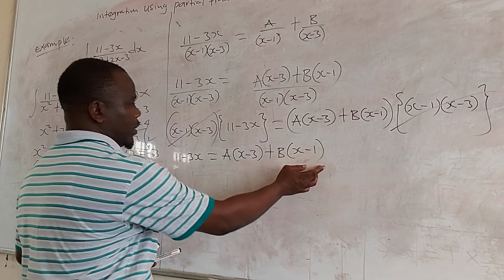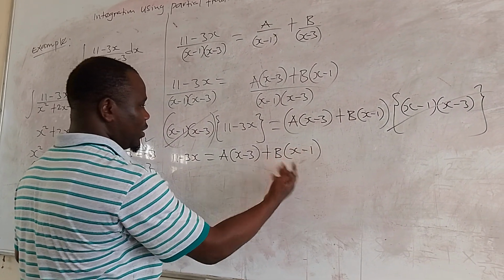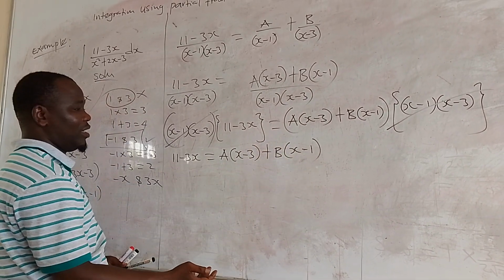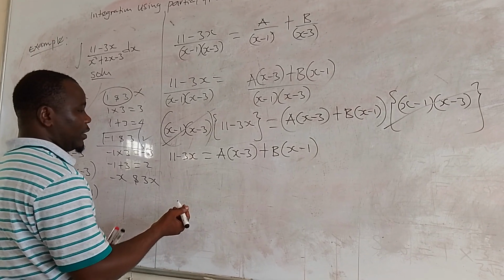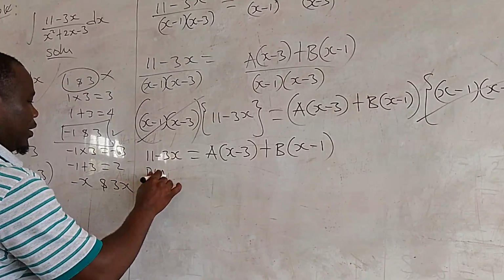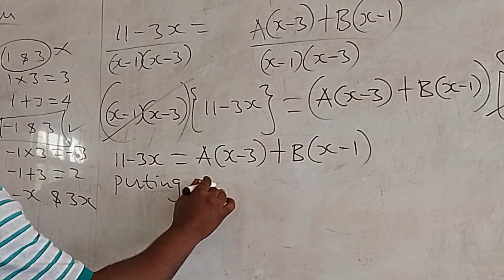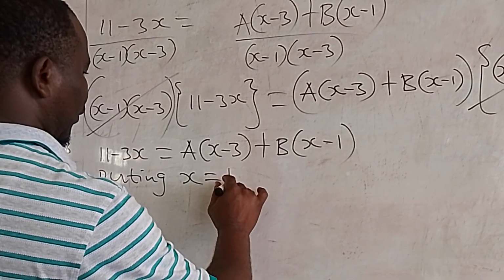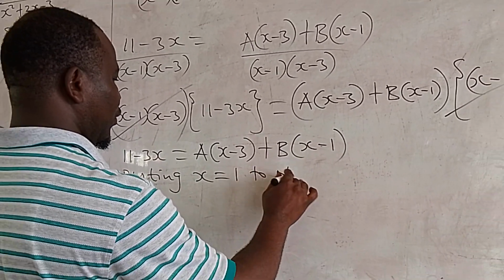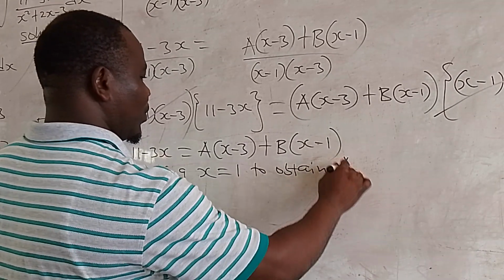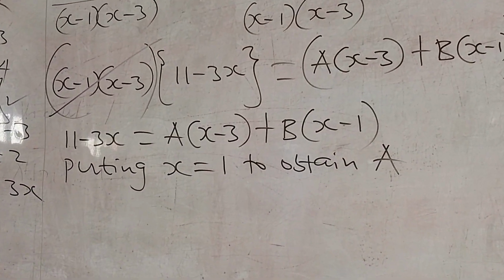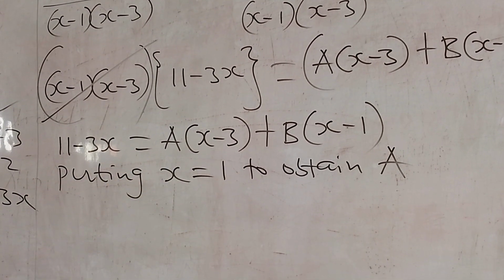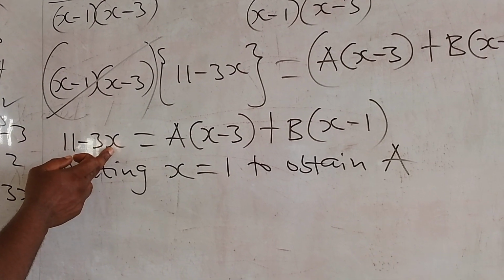It's true. Look at this bracket. It means 1 minus 1 is 0. So 0 times this B is 0. So this B will vanish. True or false? So we can say putting x equals to what? 1 to obtain A. To obtain A, right? So it implies that anywhere you see x in the equation, you write 1. Is that clear?